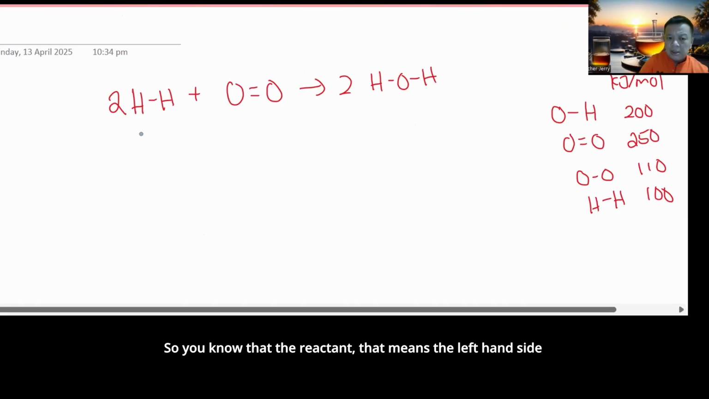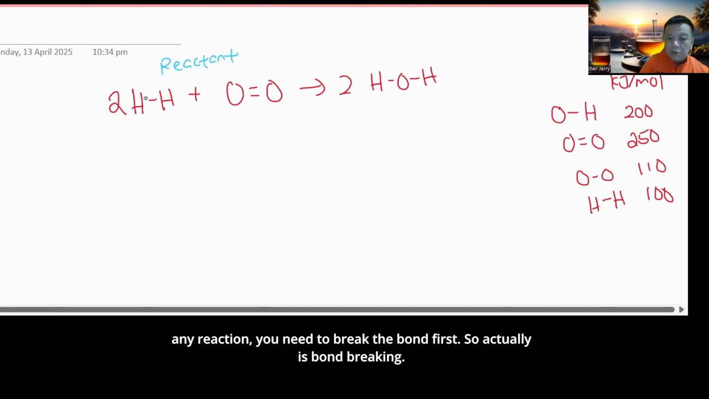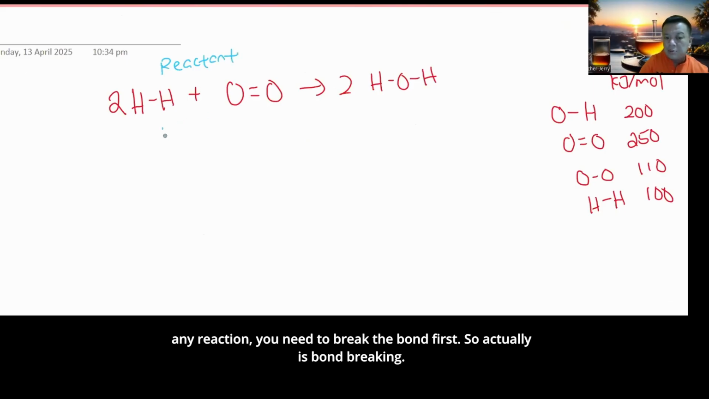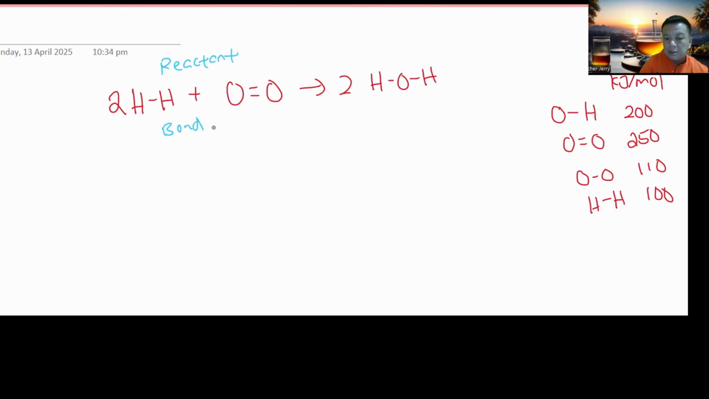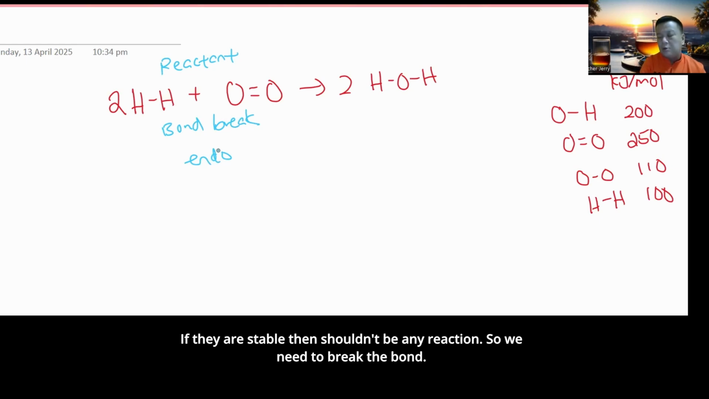So you know that here, the reactant, that means the left hand side, right? Any reaction, you need to break the bond first. So here is actually bond breaking, which is endo. Because if the bond is not broken, then technically they are stable. That's why they are bonded. If they're stable, then there shouldn't be any reaction. So we need to break the bond.